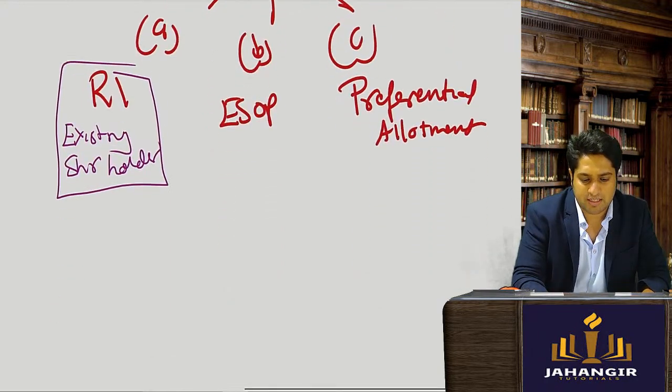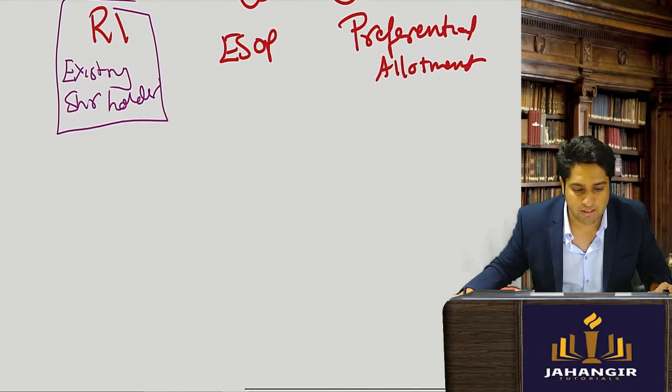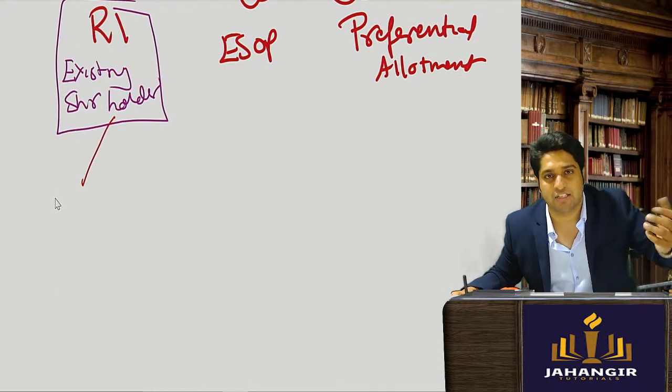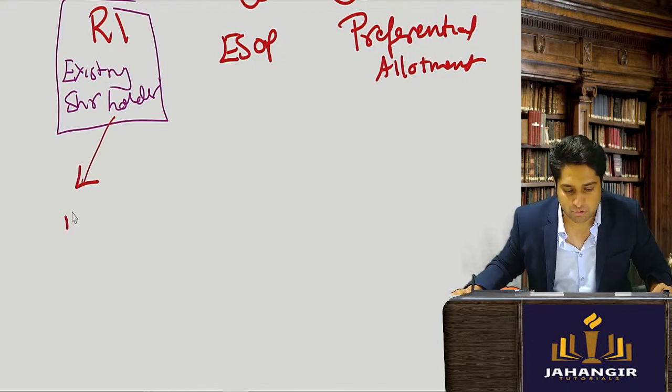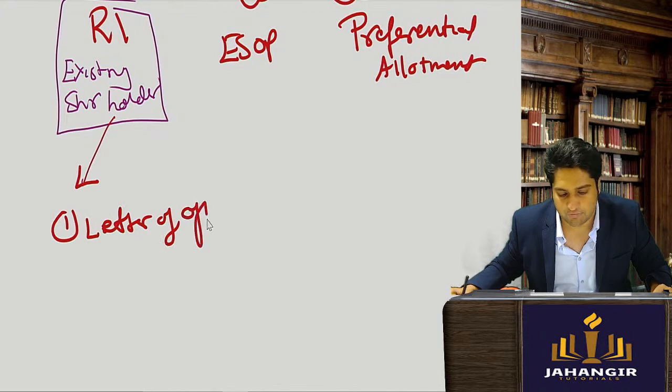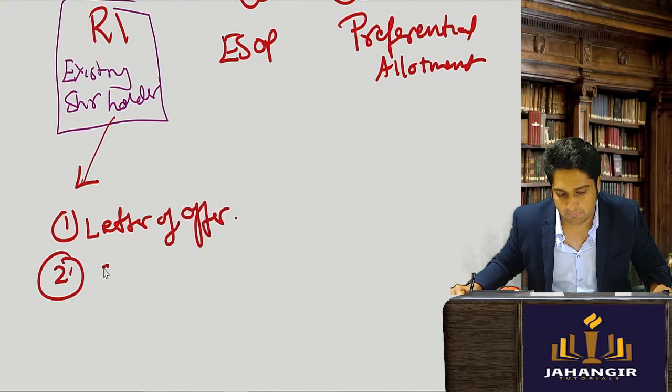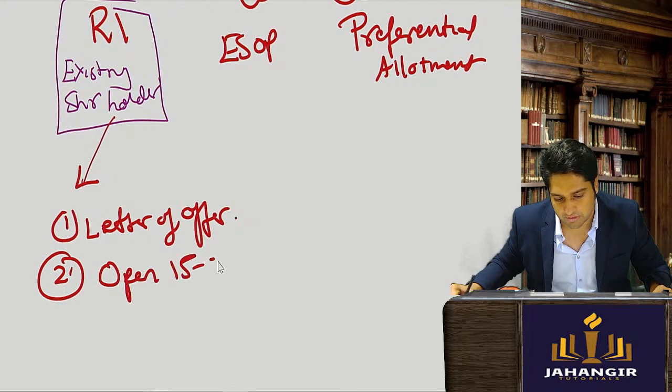Clear? Now what are the conditions for right issue? First, how do you think the company will inform the shareholder that they want to issue further shares to them? So they will issue a letter of offer. A letter of offer will be given to the shareholders. This letter of offer will be open for 15 to 30 days.